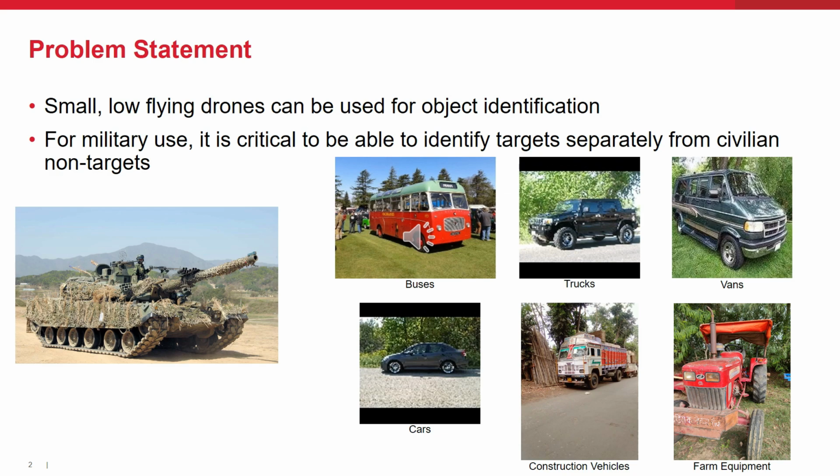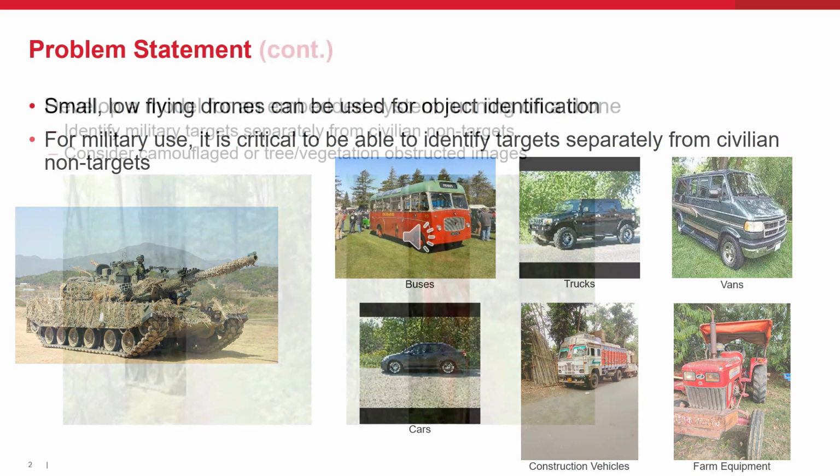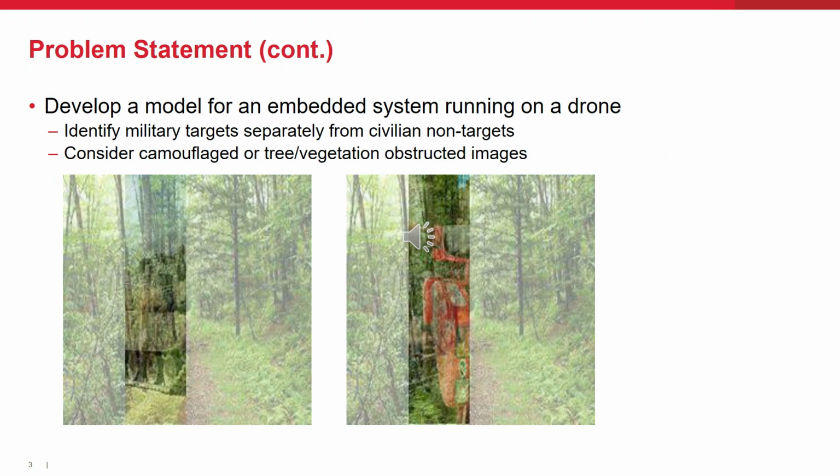The datasets used in this project include military targets, buses, trucks, vans, cars, construction vehicles, and farm equipment. It is quite easy to identify the objects in the previous images, but it's much more challenging to identify a military object when it's camouflaged, or a civilian object when it is obstructed by trees or other vegetation. Since no datasets were available with camouflage or tree-obstructed views, a dataset was created for this project.